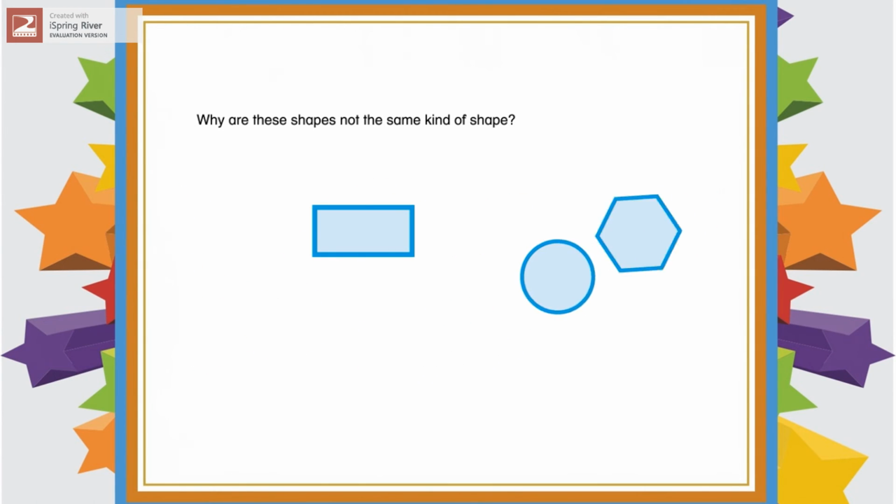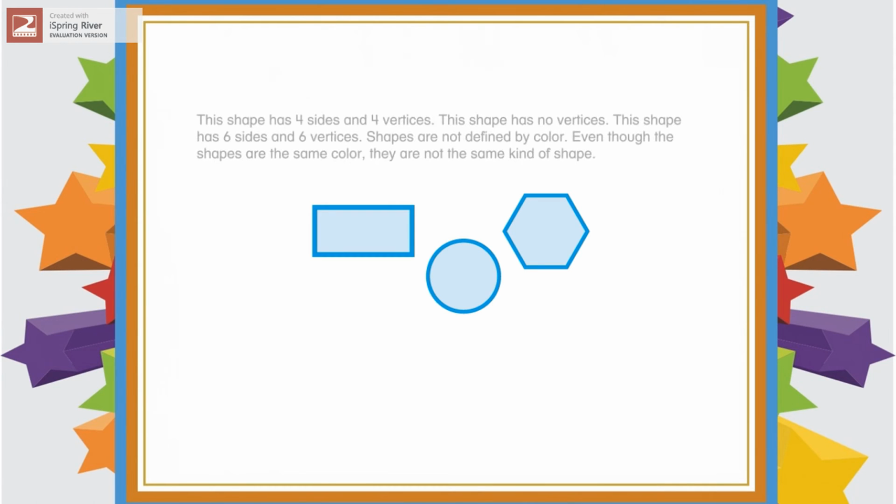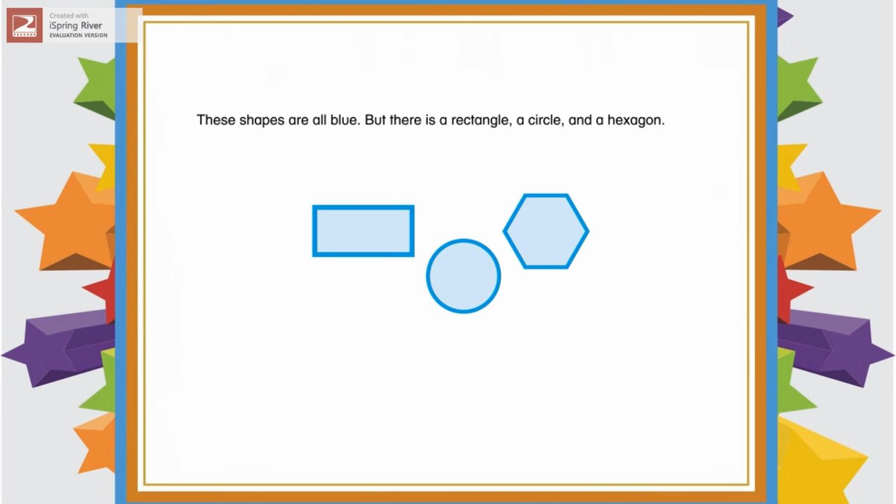Why are these shapes not the same kind of shape? This shape has 4 sides and 4 vertices. This shape has no vertices. This shape has 6 sides and 6 vertices. Shapes are not defined by color. Even though the shapes are the same color, they are not the same kind of shape. These shapes are all blue, but there is a rectangle, a circle, and a hexagon.